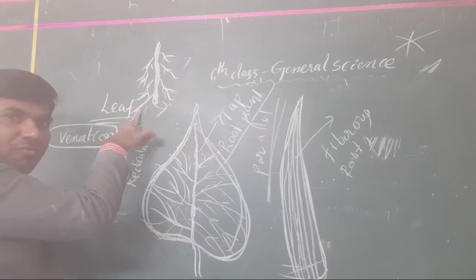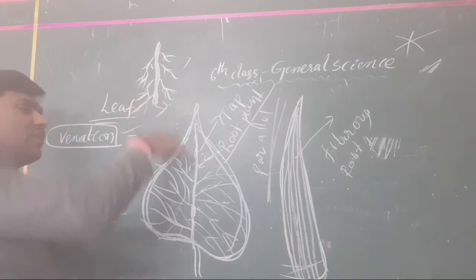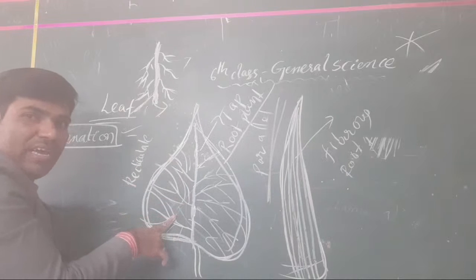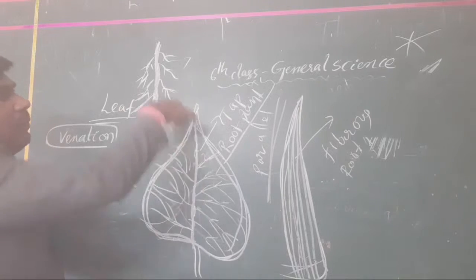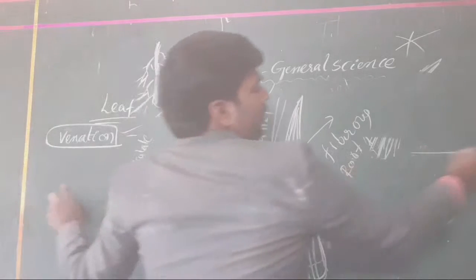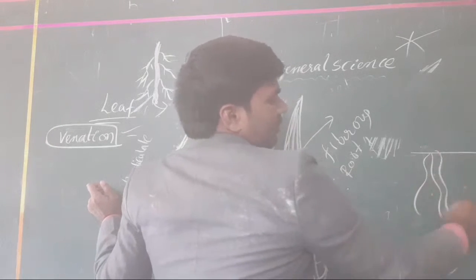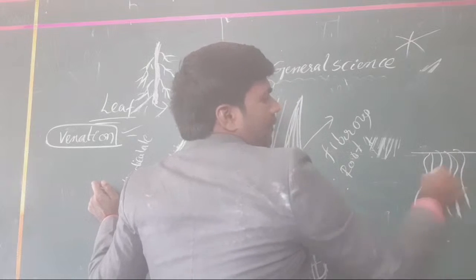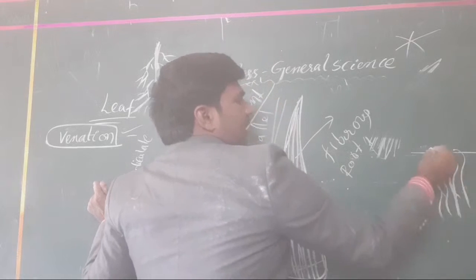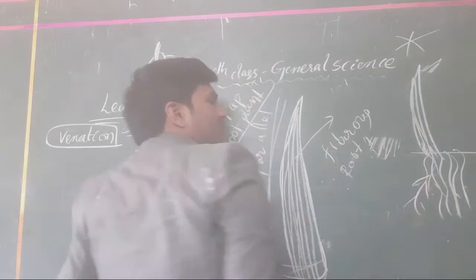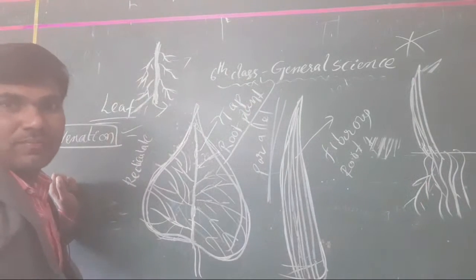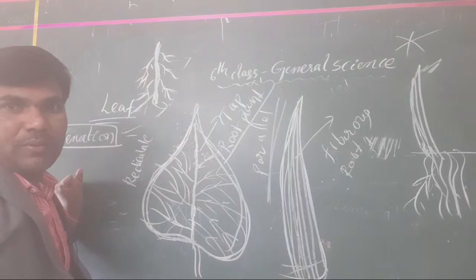Okay, clear or not, all of you? And this type of roots contains this type of leaf structure. Okay, clear or not, all of you? This type of leaves. Now whatever the roots are there, like a fibrous nature, they contain what? Leaves are also in this structure with the parallel venation. Okay, clear or not, all of you?